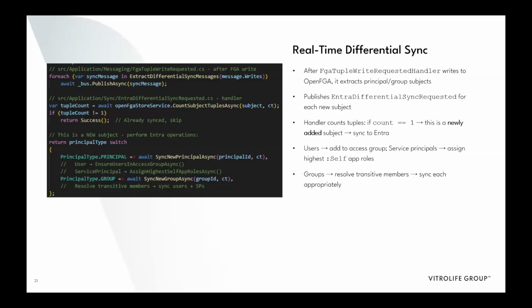And this differential sync, first of all, it checked, is this a user or a group? And is it the first time we see this user or group in OpenFGA? If it's the first time, count equals 1, then we do the differential sync. If it's not the first time, we don't do anything.